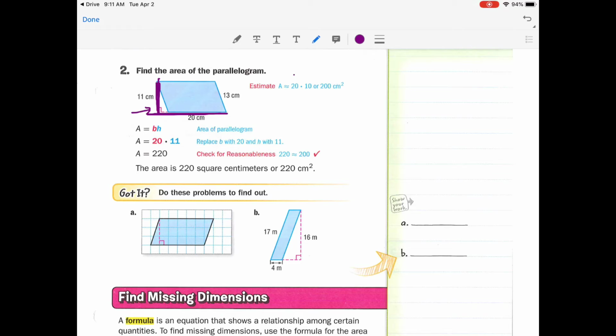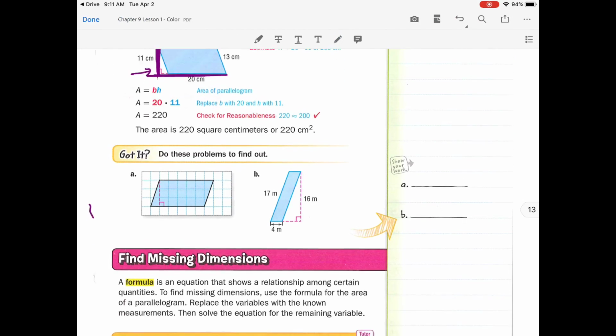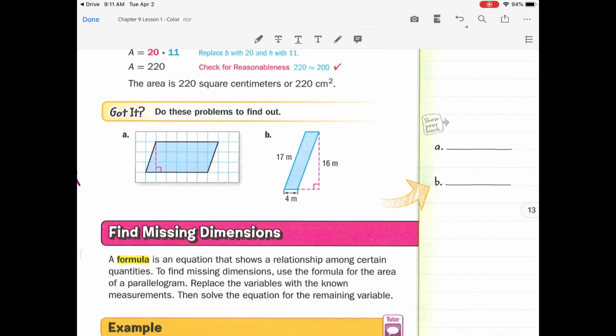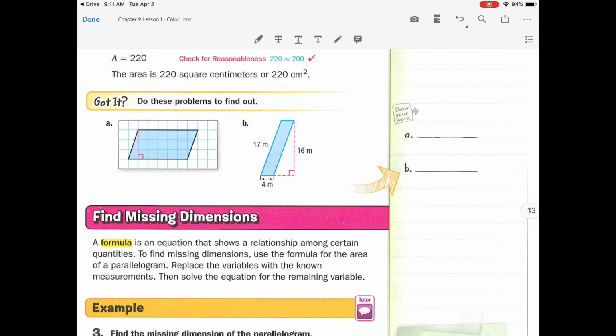Okay, so let's take a look at this example right here. And we're going to go ahead and do these together. It says, do these problems to find out. So basically we're going to find the area. So the first thing you're going to do is write A equals base times height. So this is for question A.